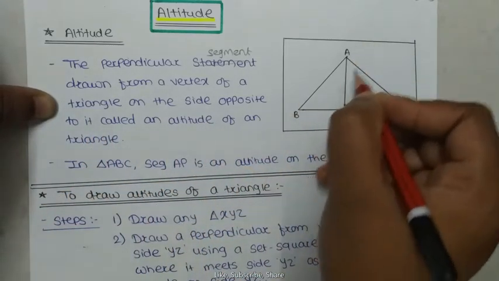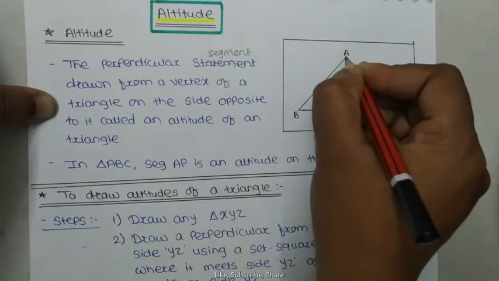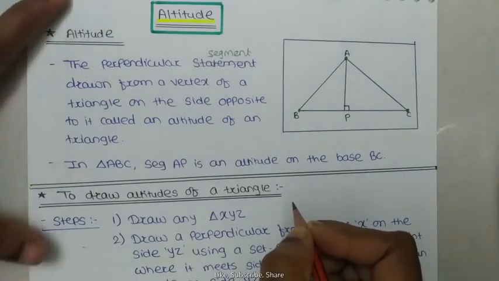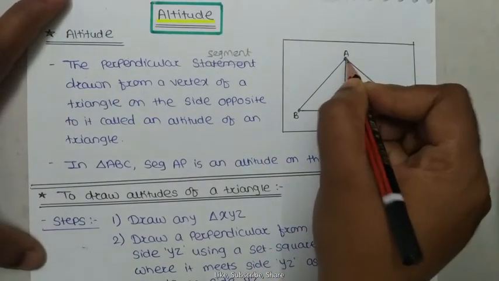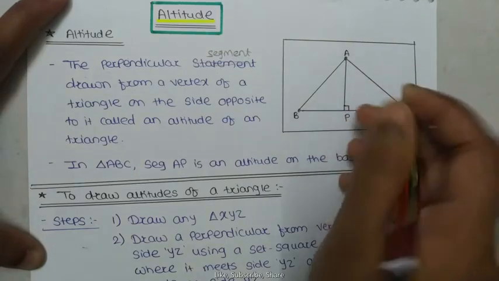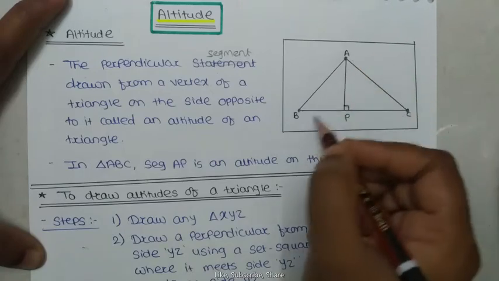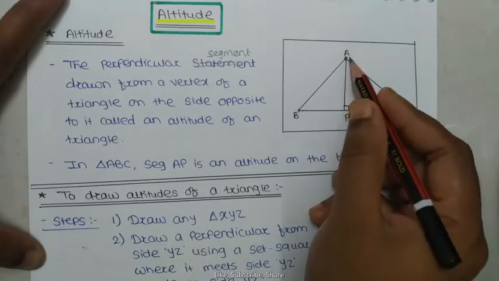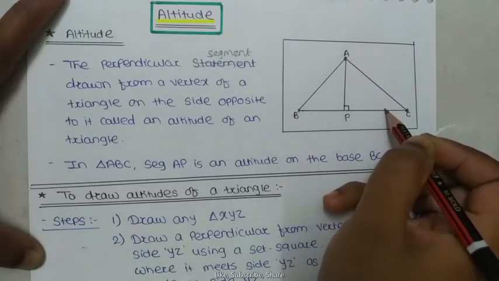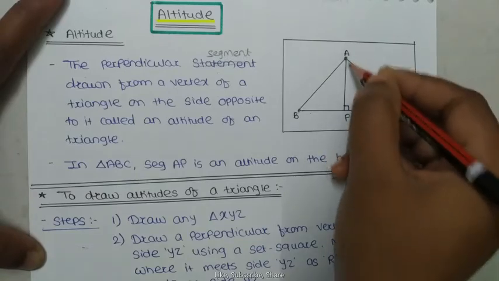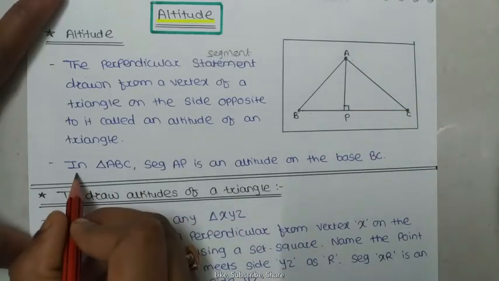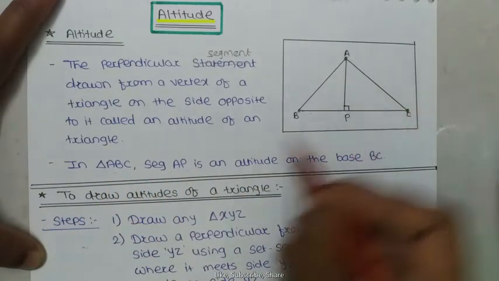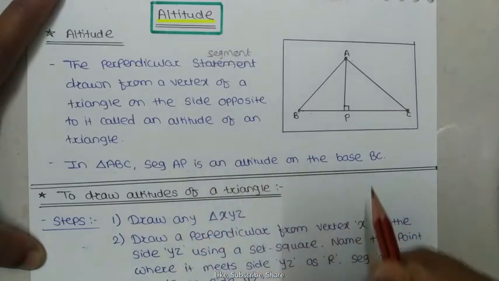Listen here. In this triangle ABC, vertex A is there, B and C. There are three vertices. From vertex A, we have to draw one perpendicular line to the opposite side of it. The opposite side is BC. So we have to draw a perpendicular line, that is AP, on side BC. This AP is called the altitude. So in triangle ABC, segment AP is an altitude of the base BC.